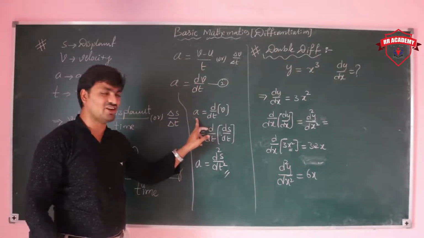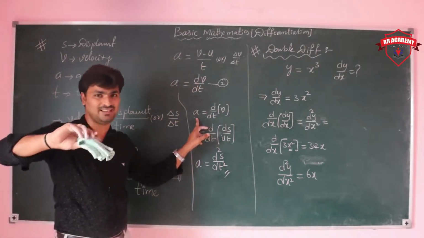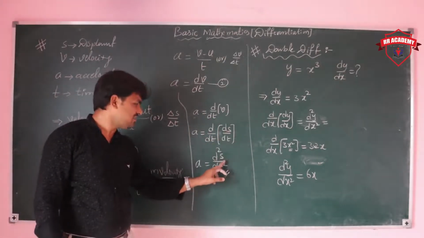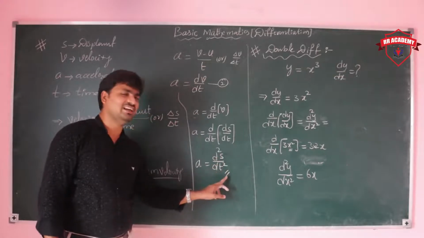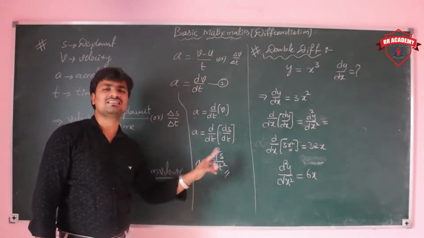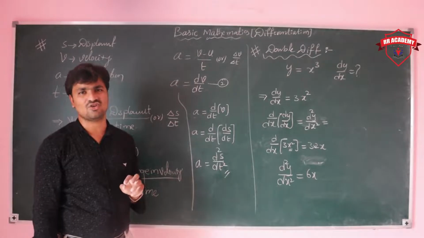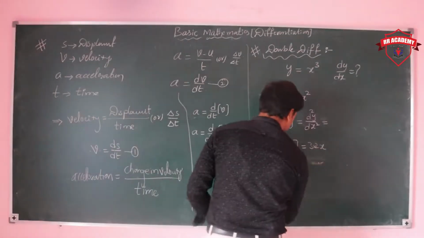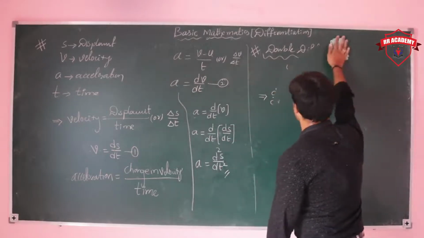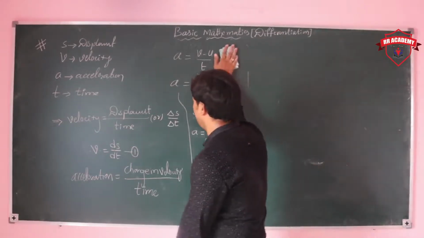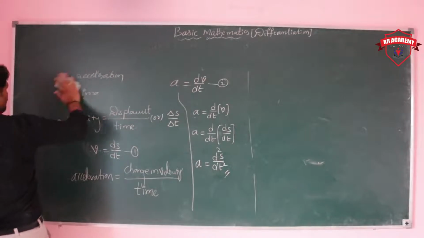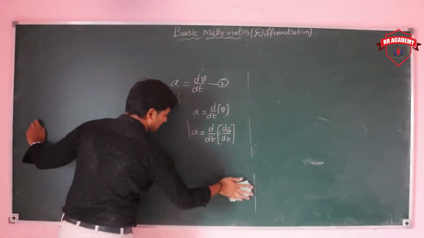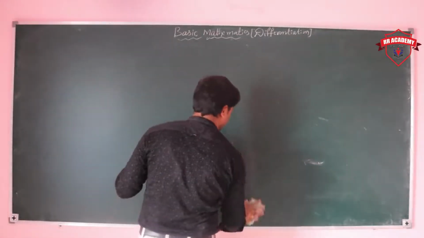Then we need acceleration in terms of displacement, so again you have to differentiate the differentiated function. That means you are getting d square s by dt square. This is called second order differentiation. Next we will solve some problems based on the second order differentiation and how we can apply this in our regular problems of physics.